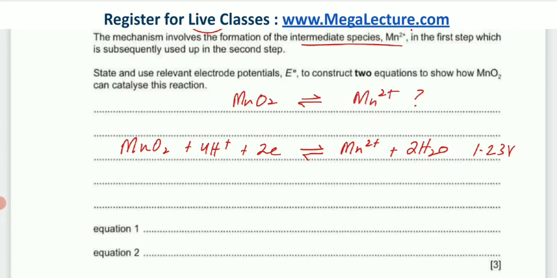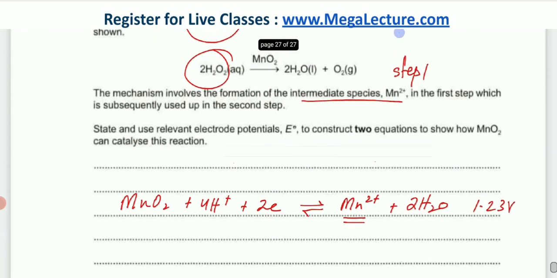This is one of the intermediate species that is getting formed, and he's saying that MnO2 gets converted into Mn2+ as an intermediate, and then it gets converted back to MnO2 because it's a catalyst. Catalysts are always regenerated. Now we are going to focus on this.